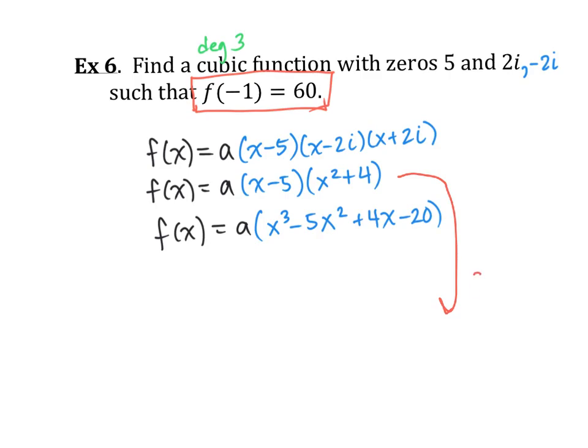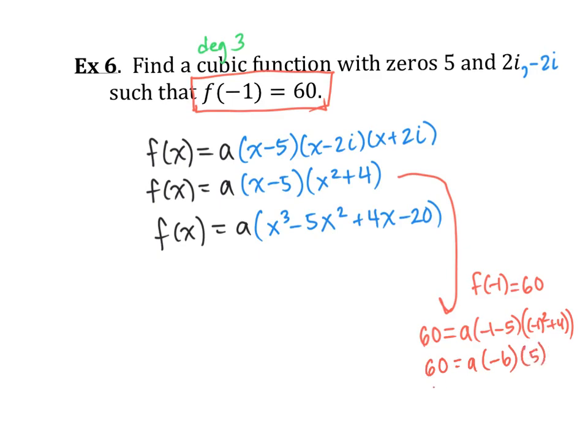Okay, and this is because f of negative 1 equals 60. So if I plug in at that step, I have 60 equals a times negative 1 minus 5, times negative 1 squared plus 4. I just plugged negative 1 here and here, and if I do that, I should get a 60 over here. This is a times negative 6, and 1 plus 4 is 5. 60 equals negative 30a. So I'm going to get a is negative 2.